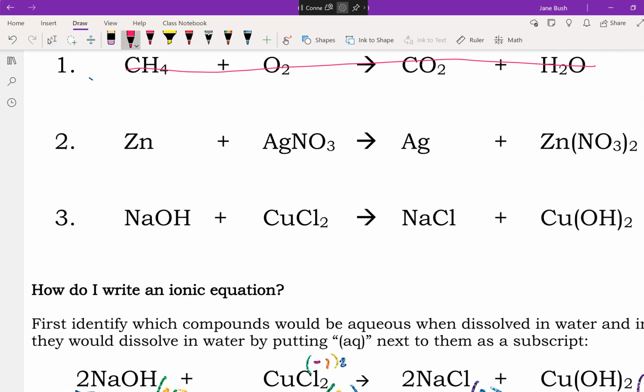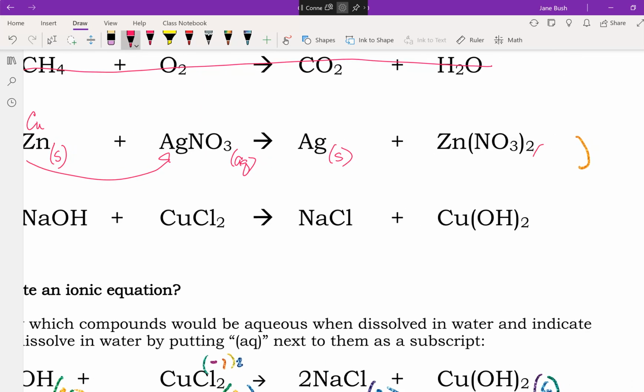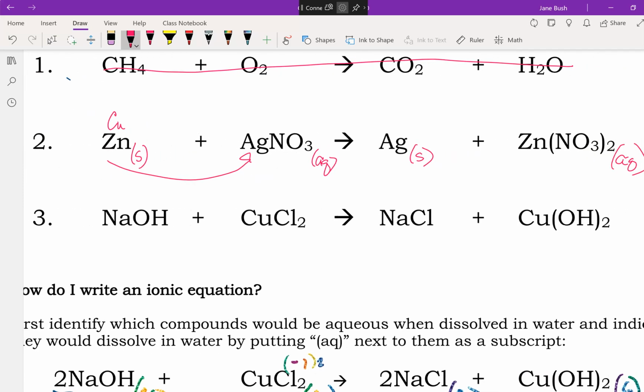How about the next one? Zinc is a metal, so it's solid. But silver nitrate, we did a lab where instead of zinc, we used copper, and we added it to silver nitrate solution. So silver nitrate is aqueous. And that zinc then will trade places with the silver, giving us silver, and zinc nitrate is still aqueous. What kind of reaction is that? Single replacement. Single replacement reactions are ionic.